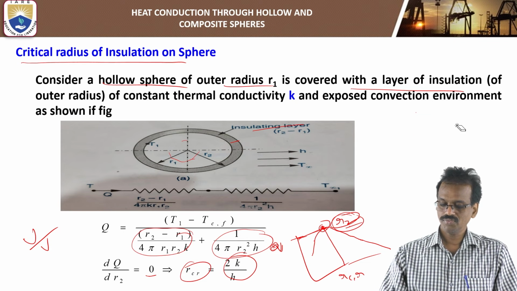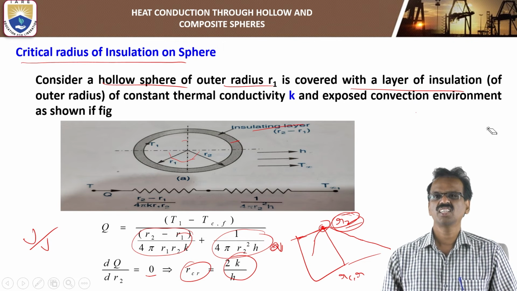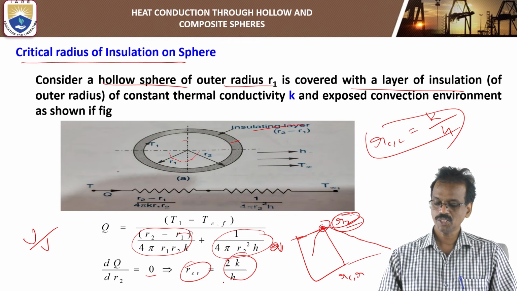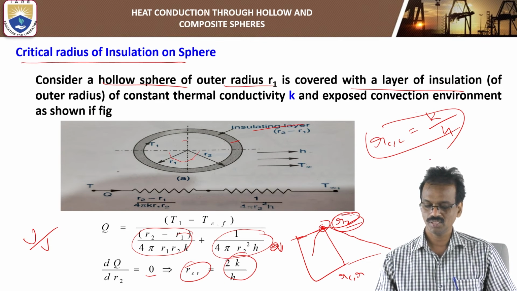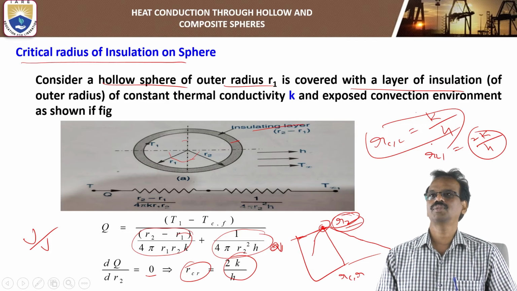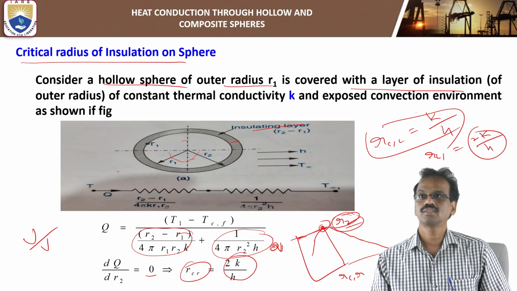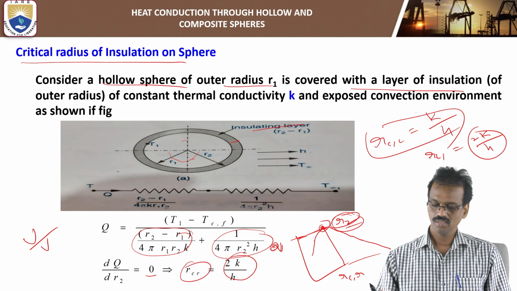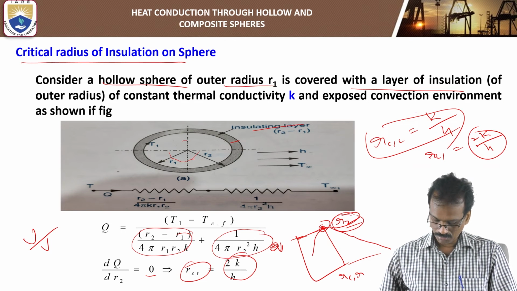In the case of cylinders, the critical radius of insulation is equal to only K by H. That is the formula for cylinders. But in the case of spheres, the critical radius of insulation is equal to 2K by H. We have to identify the difference between the critical radius values for cylinders and spheres. Okay, so this is one more topic.